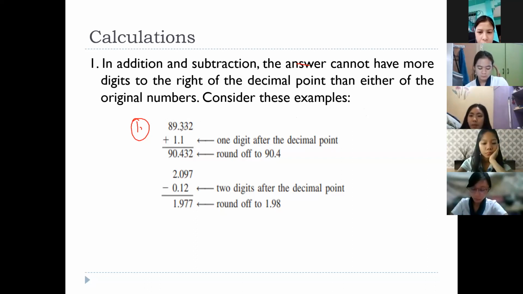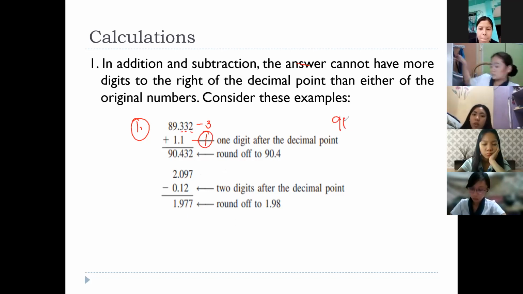So we have this one, this is simple mathematics here. I-add lang yun natin na siya class. You are always allowed to use your calculators. 89.332 plus 1.1 is 90.432. Tapos, ang final answer again, dapat i-follow nato ang lesser nga decimal point. Sa first given, you have 3 here, 332. And then, sa second nga given, you only have 1. So, ang lesser sa ila, mao to atong sundon. And that is the 1.